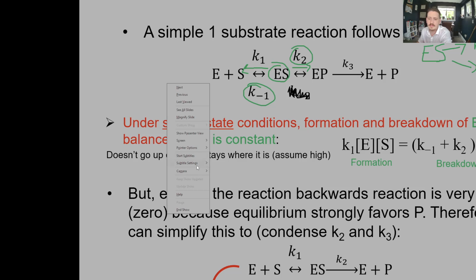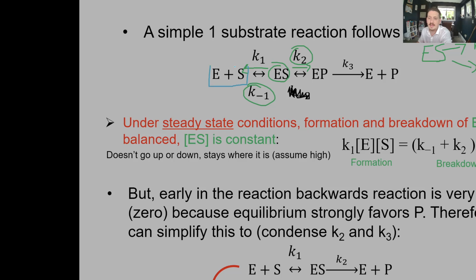Similarly, E plus S, let's use a light blue, E plus S can't go backwards, and it can go forwards in one way, K1. So E plus S can go just in one direction, K1.